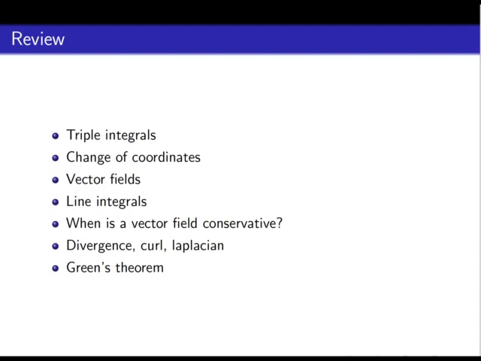So today we're going to review for our upcoming midterm, midterm 4. Midterm 4 is on Tuesday and it covers a bunch of different topics, starting from triple integrals, change of coordinates, then vector fields, then line integrals. We're talking about when is a vector field conservative, that's a big topic. Divergence, curl, and Laplacian, you should know how to do those. And Green's theorem, which has occupied our time most recently.